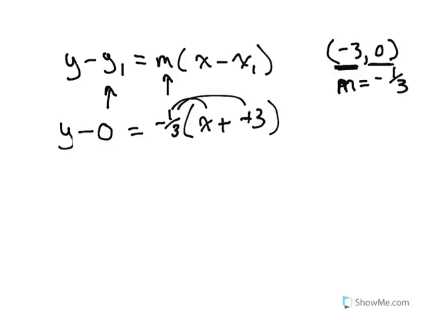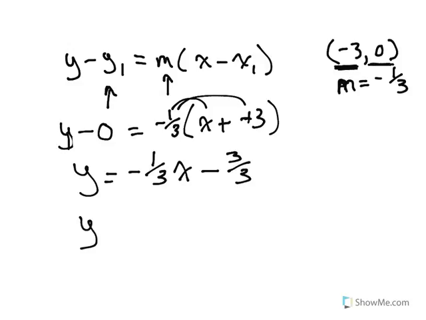Multiply out the negative 1/3, and we get y equals negative 1/3 x minus 3 over 3, which is minus 1. So our final equation becomes y equals negative 1/3 x minus 1.